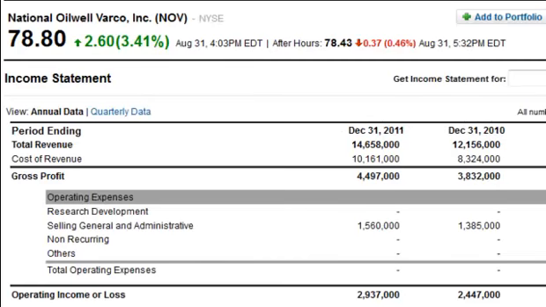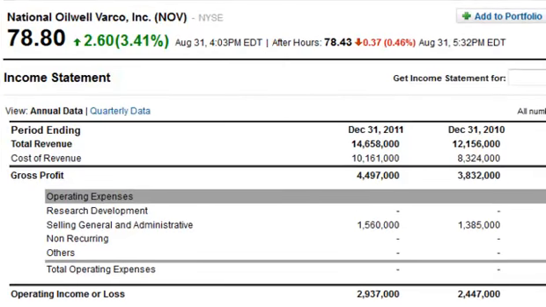Okay, I'm here on the Yahoo Finance page looking at the income statement. You can find this information anywhere, including Google Finance. Your discount broker will have it. The individual companies, when they put out their reports, if you are looking at the reports, you'll find this information there as well. So let's have a look and get going.